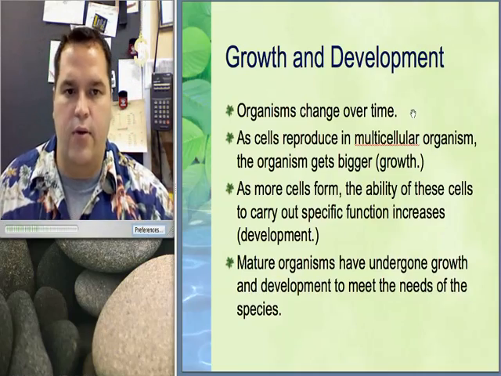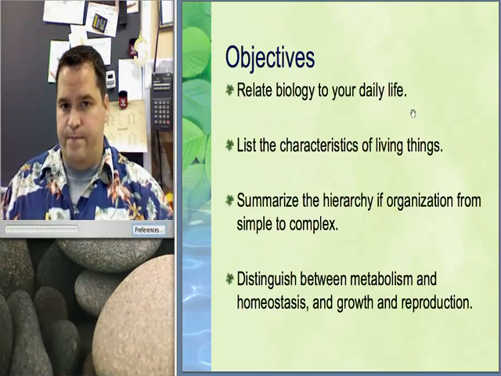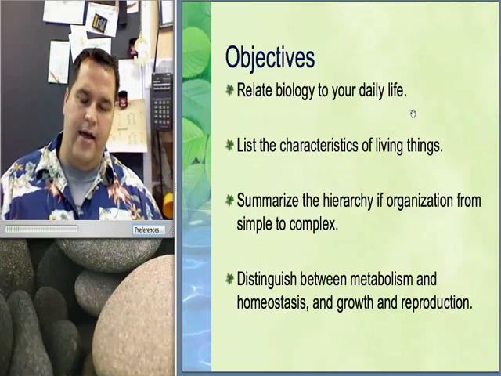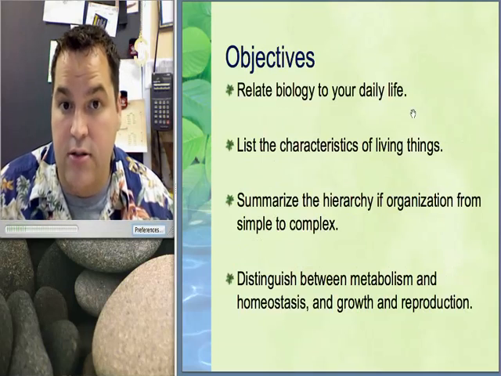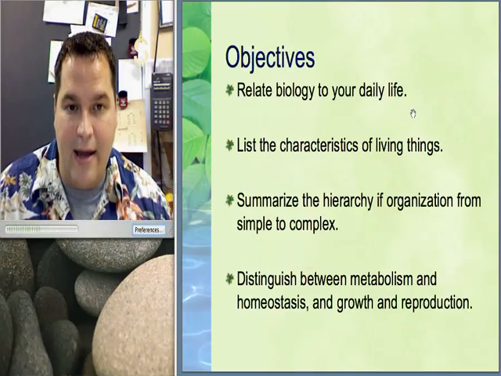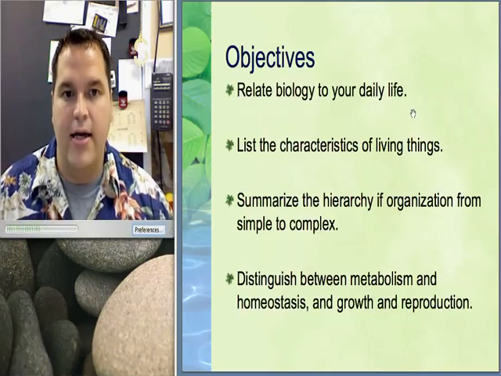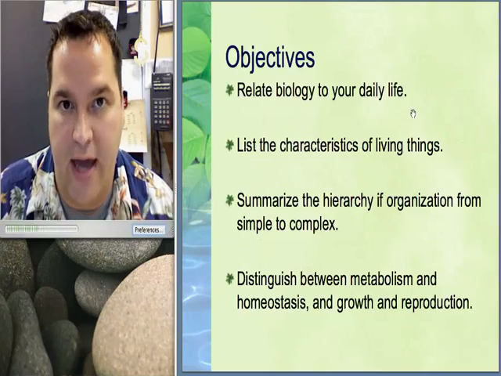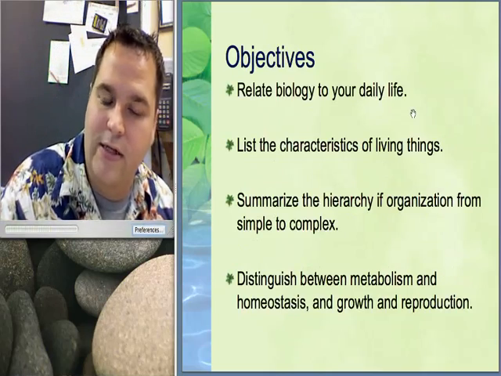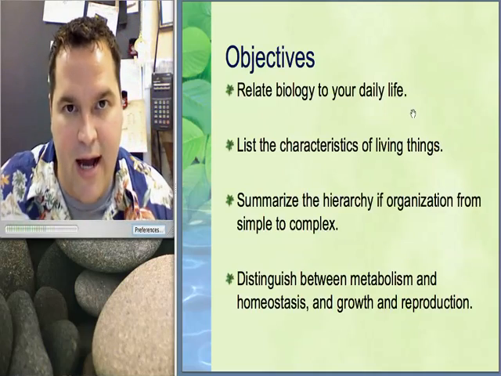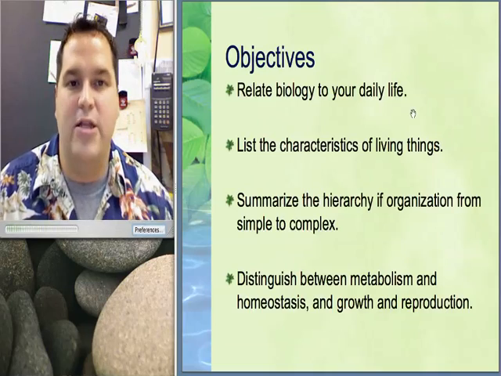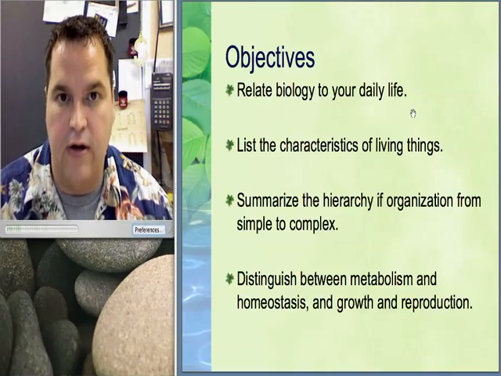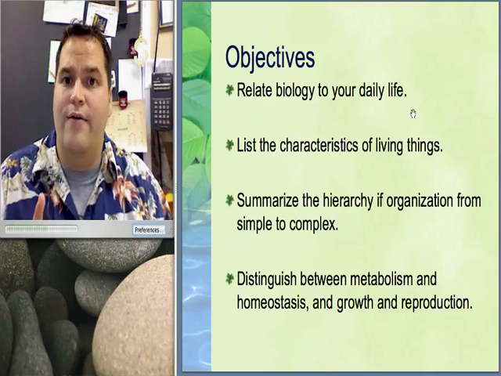So let's take a look at what we learned. First off, relate biology to your daily life. Well, what have you had for breakfast, lunch, or dinner today? I guarantee you something on that list was living at some point. Okay? You depend on that for food. And if you take a deep breath, you're breathing in oxygen. That oxygen just didn't happen to be there. It's because plants put it in the atmosphere for us. All right, so that's a characteristic of living things.